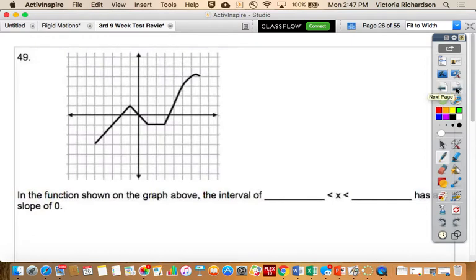49. In the function shown on the graph above, the interval of x is greater than 1 and x is less than 3 has a slope of 0. Remember, things that have a 0 slope are horizontal. And so this is 1 and this is 3. So between 1 and 3, this graph has a 0 slope.